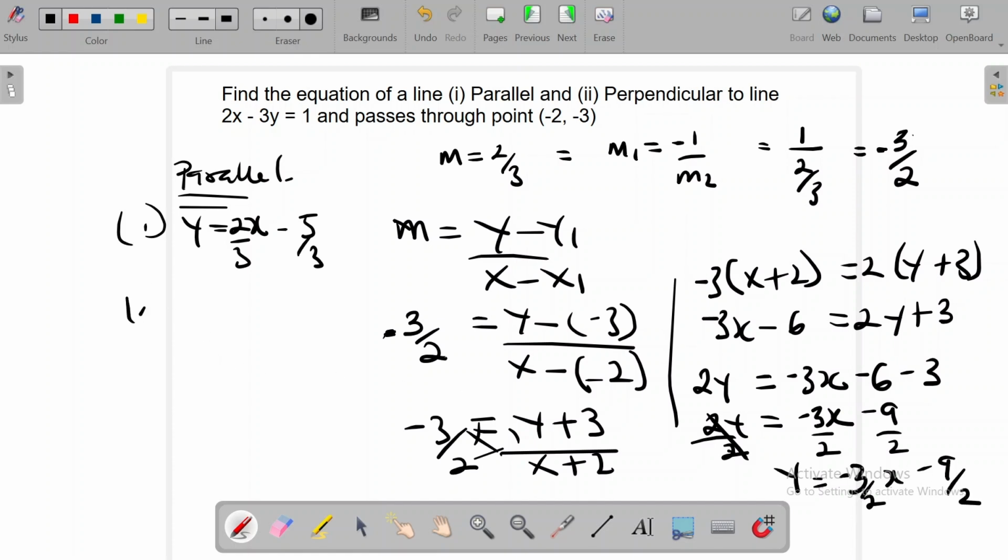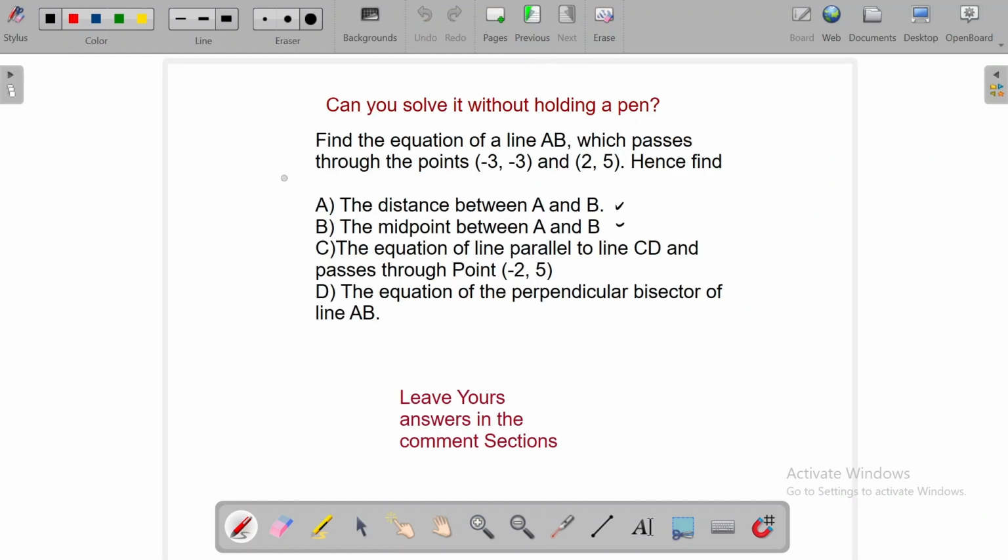So for the second condition, if it is perpendicular, it becomes y is equal to negative 3 over 2 x minus 9 over 2. If you truly want to understand this, you need to solve it again. Go back and watch the video over and over again till you understand it better. So I would want you to try this and see if you can solve it, maybe without a pen, and see if you can arrive at the answers.